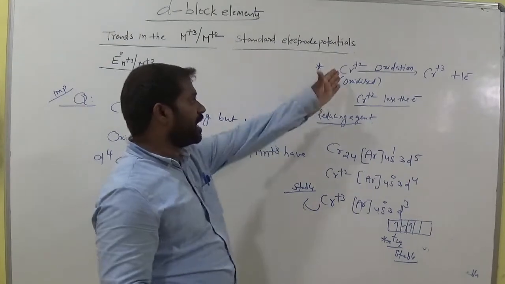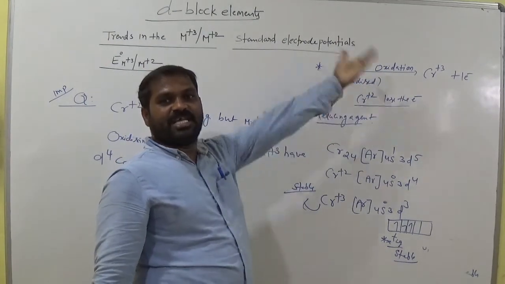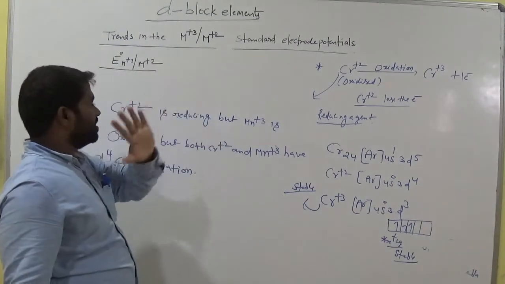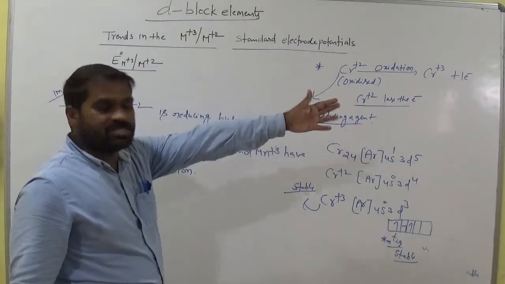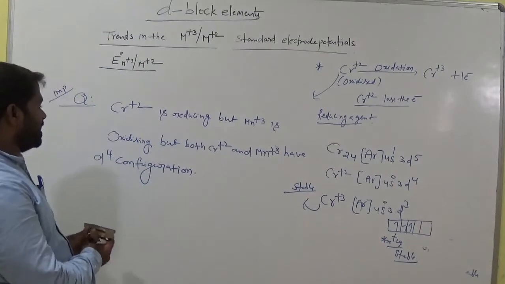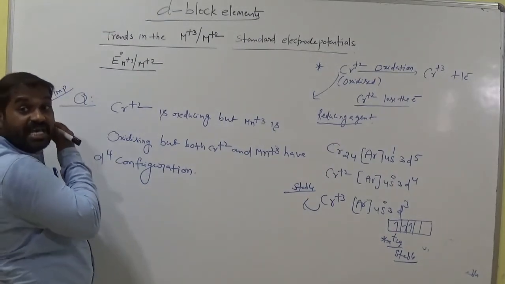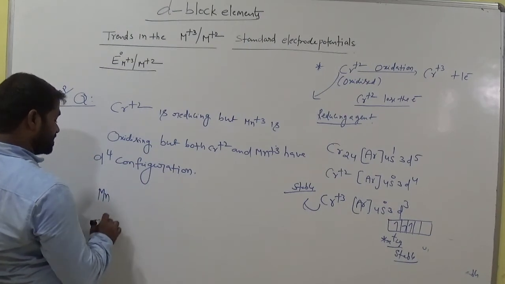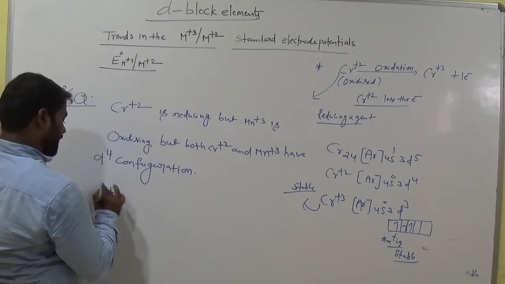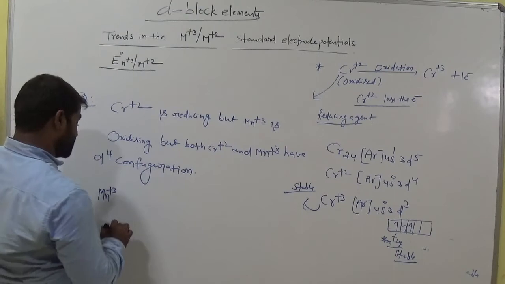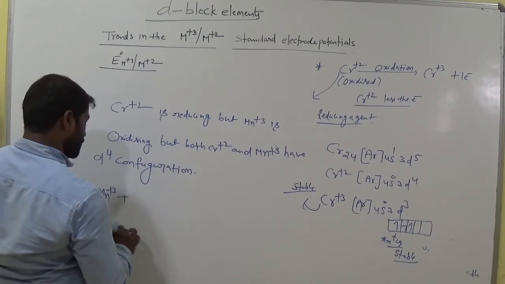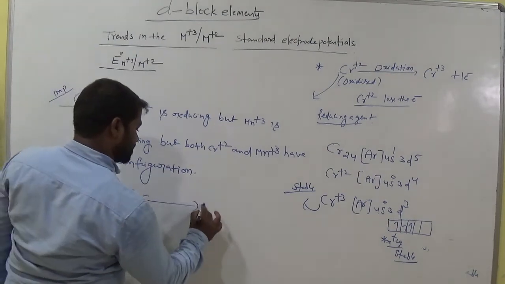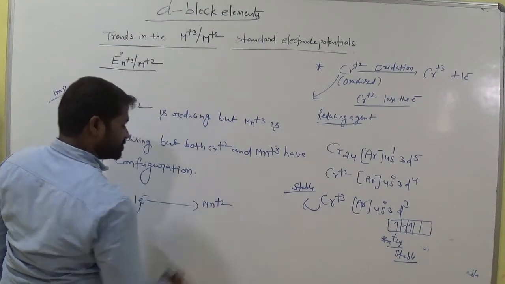So chromium plus 3 is stable. That means chromium can lose electrons easily, and losing easily means it is a good reducing agent. So chromium is reducing, that means it can lose. In the case of Mn plus 3 is oxidizing, it acts as an oxidizing agent. So let us take Mn, manganese. Mn plus 3 is oxidizing means it gains an electron, then it becomes Mn plus 2.